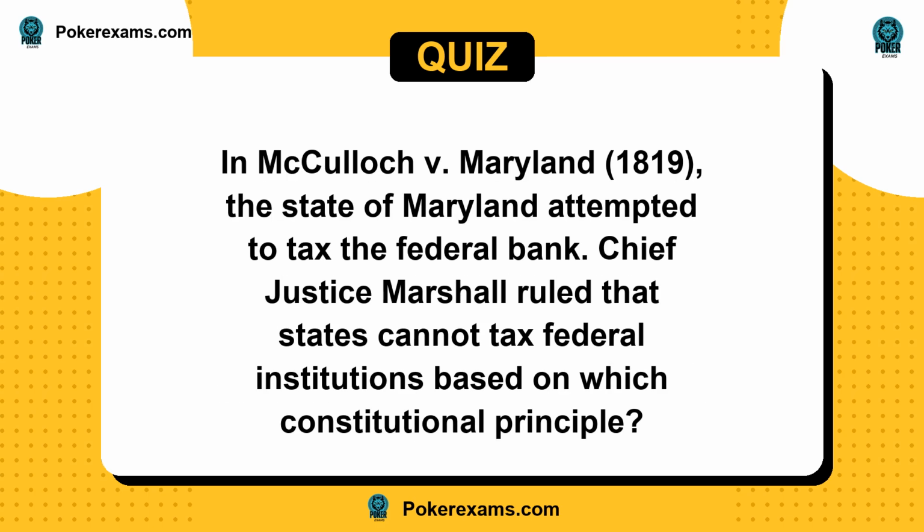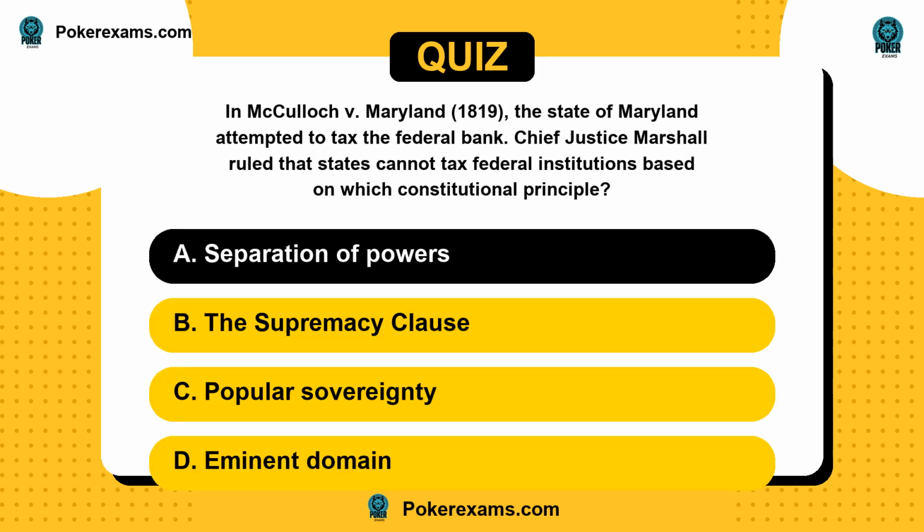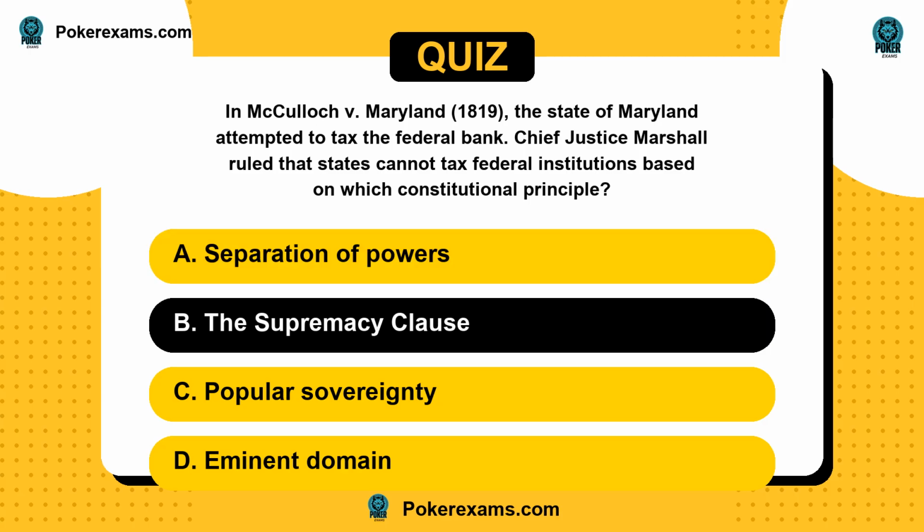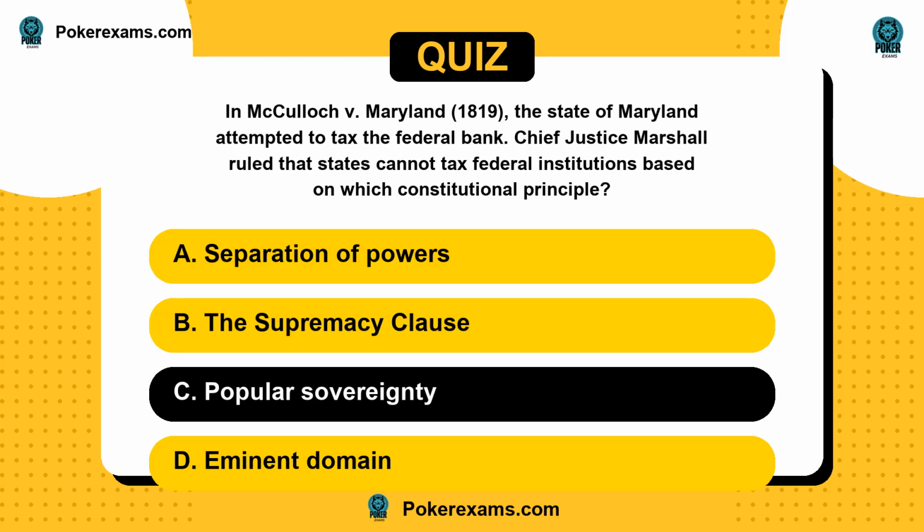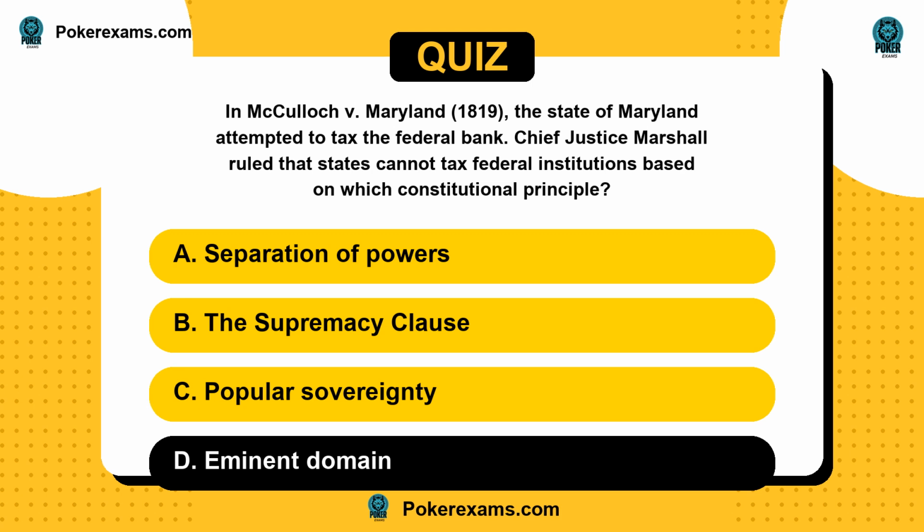Next question. In McCulloch v. Maryland, 1819, the state of Maryland attempted to tax the federal bank. Chief Justice Marshall ruled that states cannot tax federal institutions based on which constitutional principle? Is it A, separation of powers? Or B, the supremacy clause? C, popular sovereignty? Or D, eminent domain?